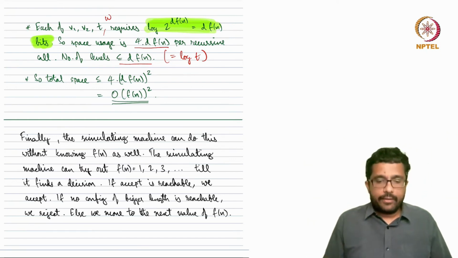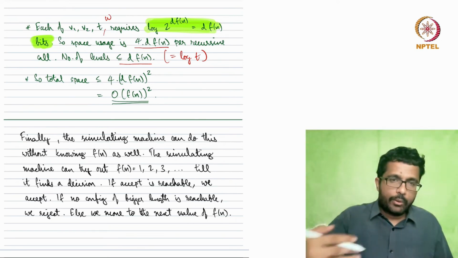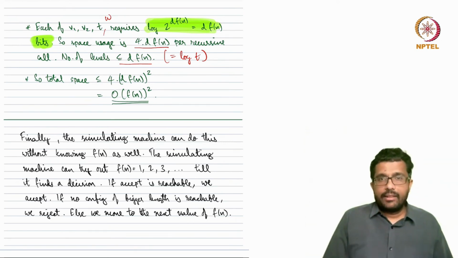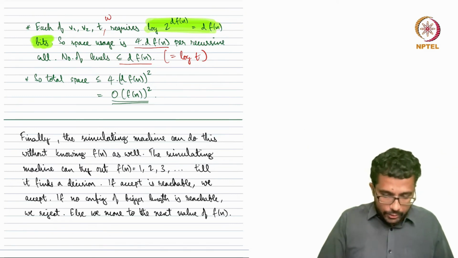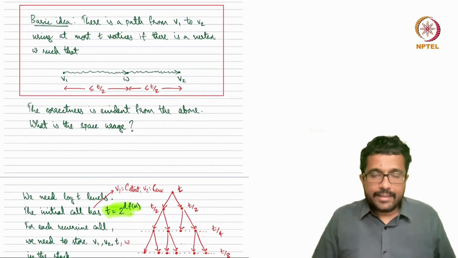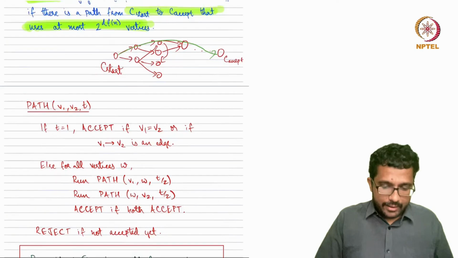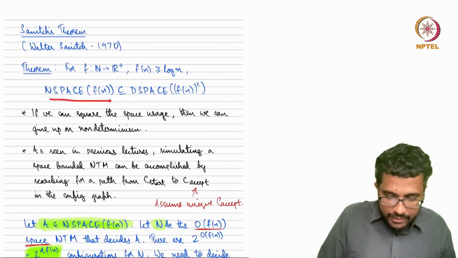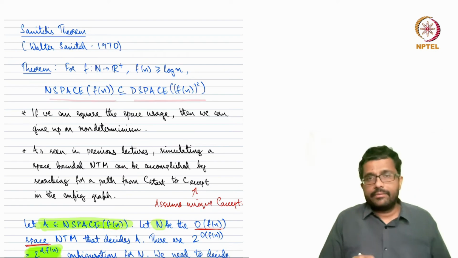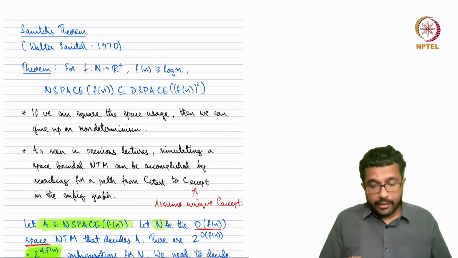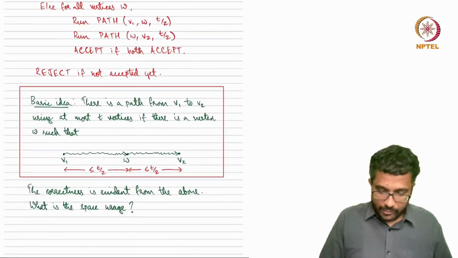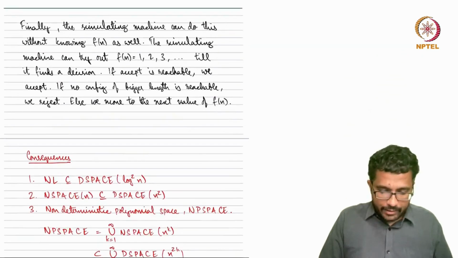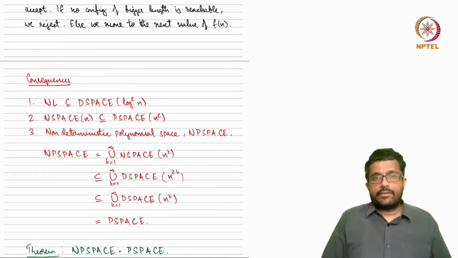Even if we don't know f(n), we can just try out f(n) one by one till we hit an f(n) where we get to know for sure. So that is Savitch's theorem. As I said, it's an extremely simple theorem, simple proof, and the result is very powerful, right? NSPACE(f(n)) is contained in DSPACE(f(n) squared), and it is surprising. Let me just summarize by stating some consequences of it.